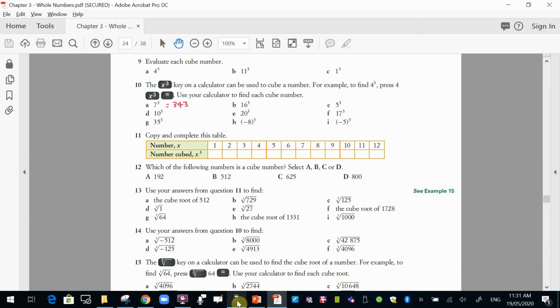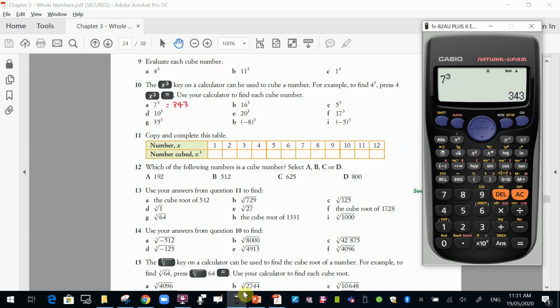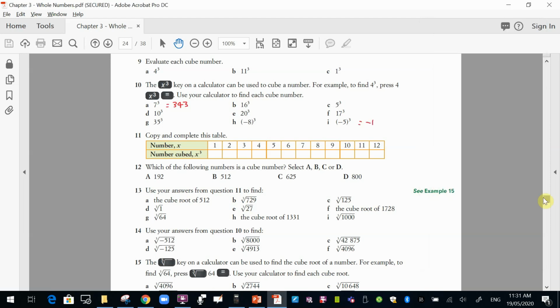I'll just show you that process again with another one. Let's look at negative 5 cubed. We've got to type it in exactly as it appears. Bracket minus 5, close the bracket. Then we find the button here with the X in the box, and we type in 3. Minus 125. That's because minus 5 times minus 5 is 25, times minus 5 is minus 125. So all you do with these is use your calculator.